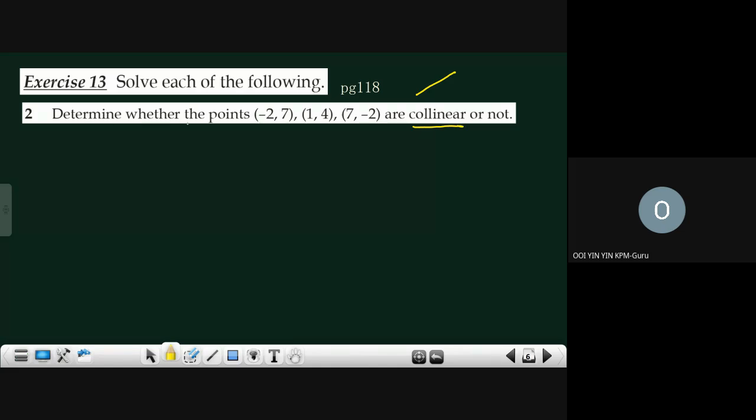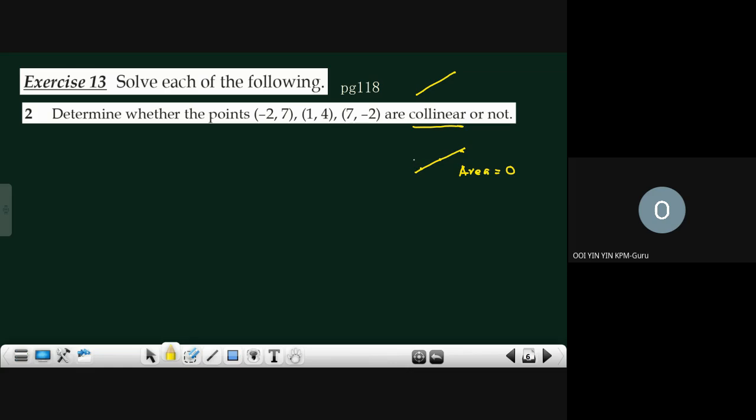Now determine whether the points -2, 7, 1, 4, 7, -2 are collinear or not. Now how do we know whether it's collinear or not? As I told you, collinear means that they are on the same line. If the 3 points are on the same line, what will the area be? Is there any area for a straight line? No, right? The area will be 0. And if you can prove that the area of these three is equal to 0, that means these three can be in only one situation. That is collinear.